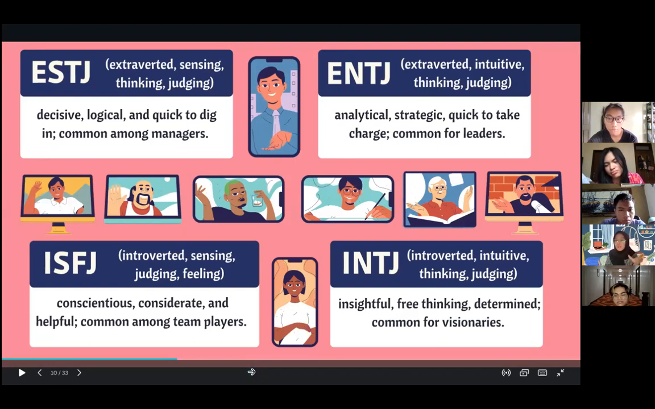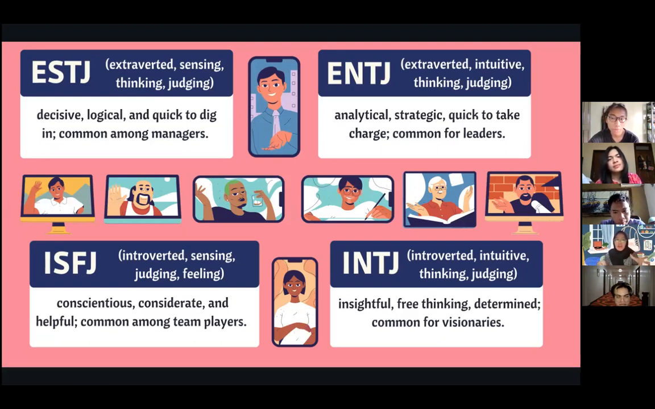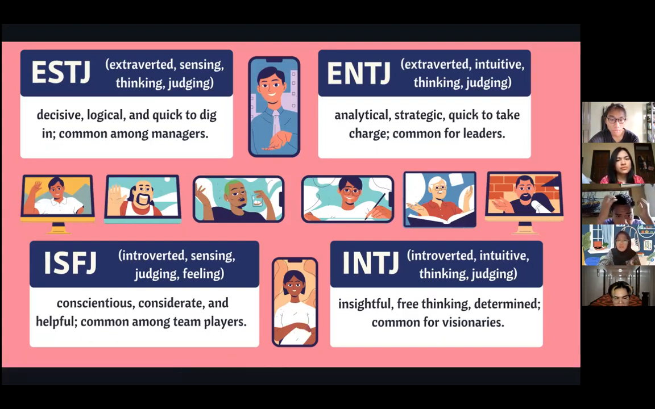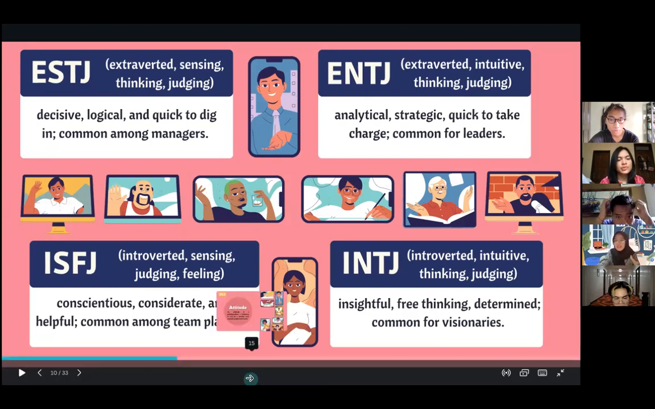Myers-Briggs types found in work settings shown here. There is ESTJ, extrovert, sensing, thinking, and judging. ESTJ is decisive, logical, and quick to dig in, common among managers. And there is ENTJ, extrovert, intuitive, thinking, and judging. ENTJ is analytical, strategic, and quick to charge, and common for leaders.